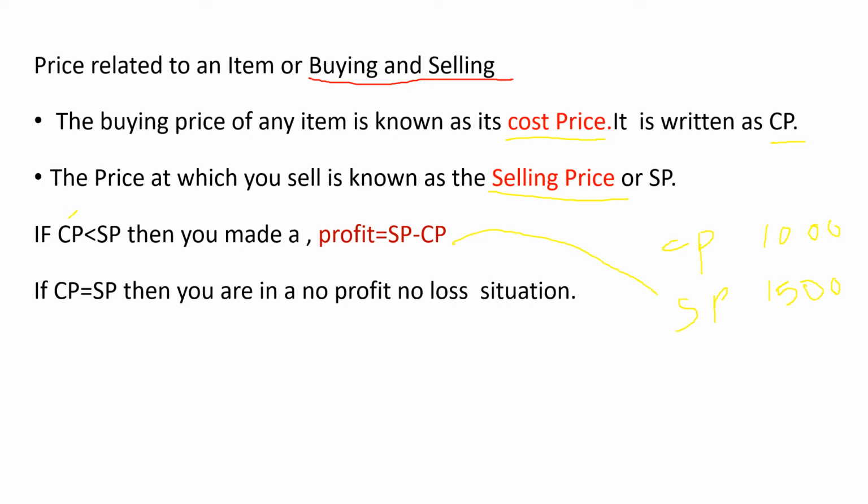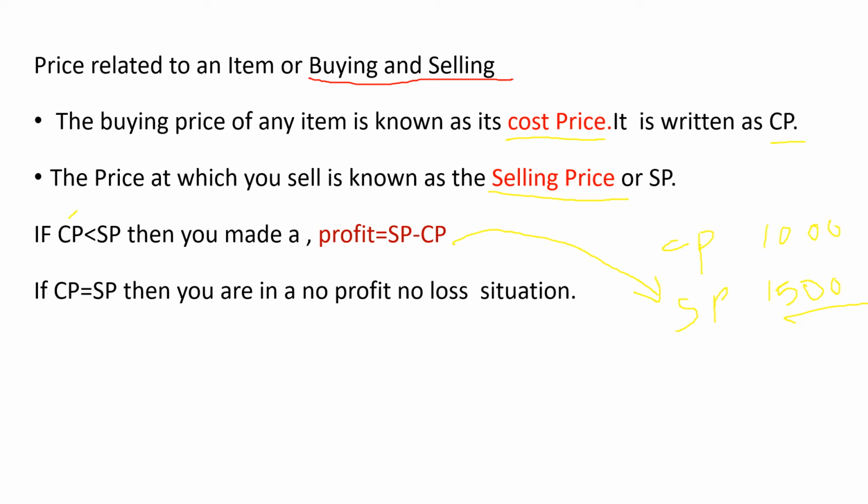Here selling price is greater, right? So if selling price is greater, it means profit, because you got 500 rupees extra, right? You spent only 1,000 rupees but you sold it for 1,500. So what is the profit you got? You got 500 rupees extra, so you can buy some chocolate, right? So that is profit.